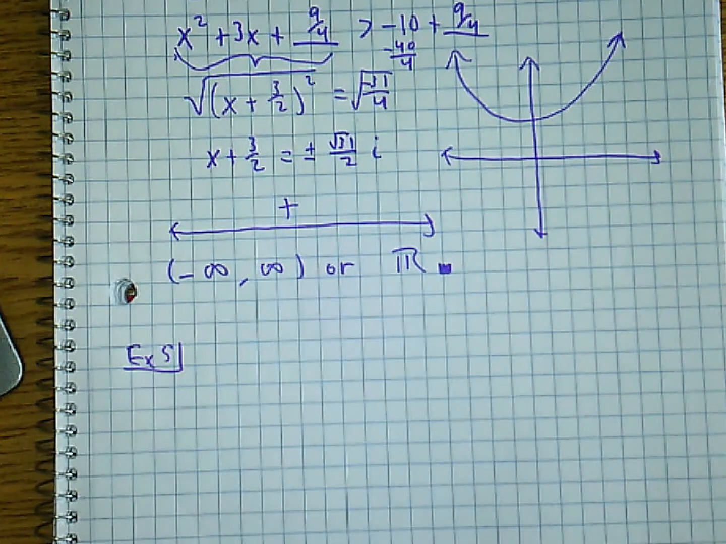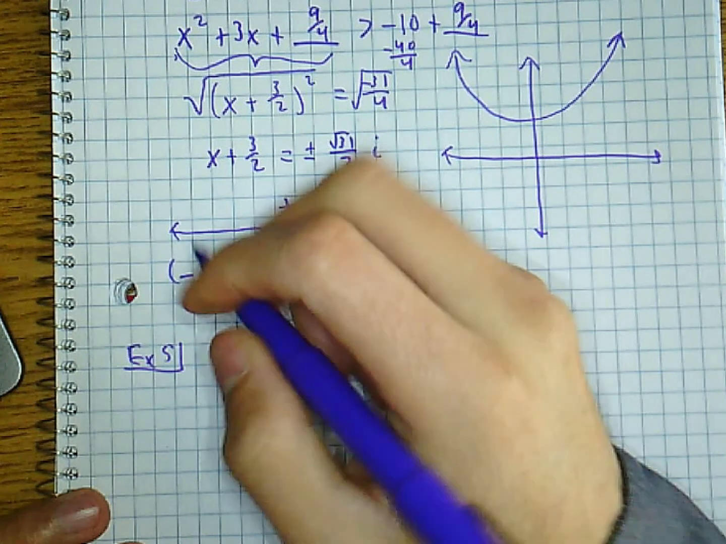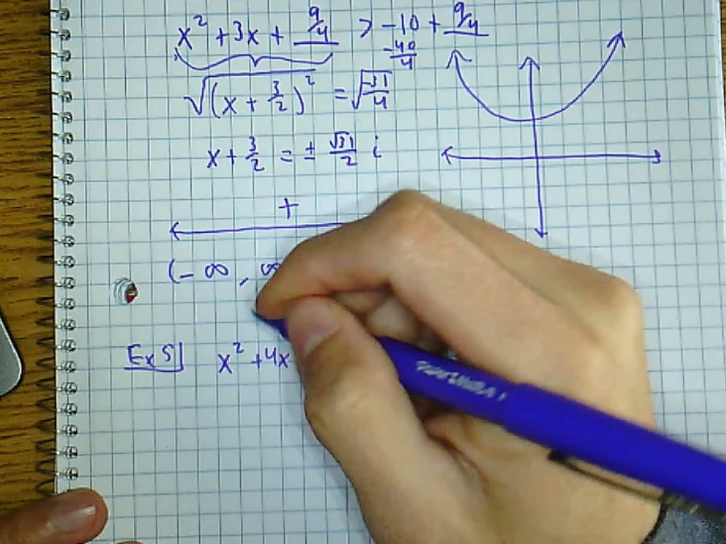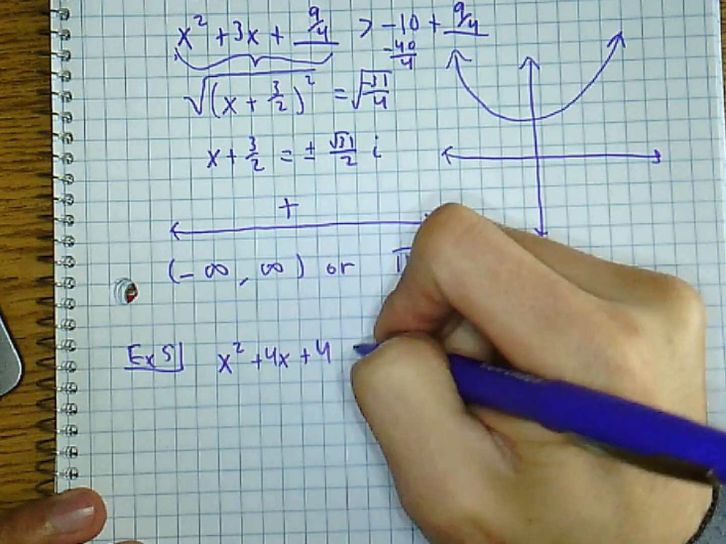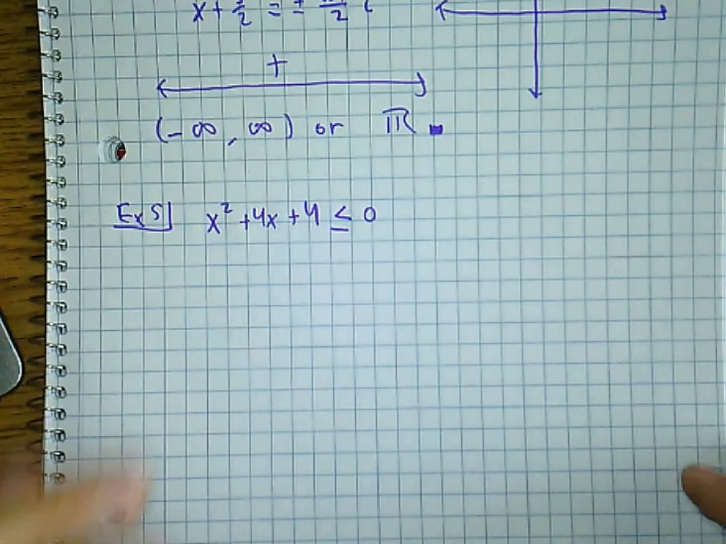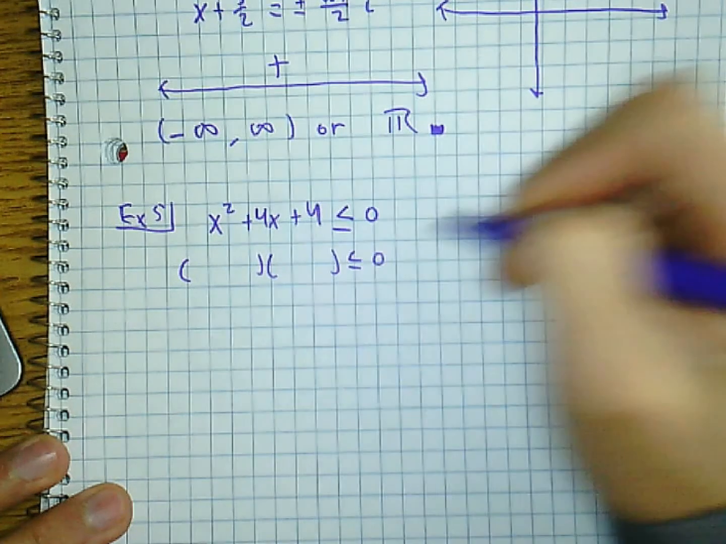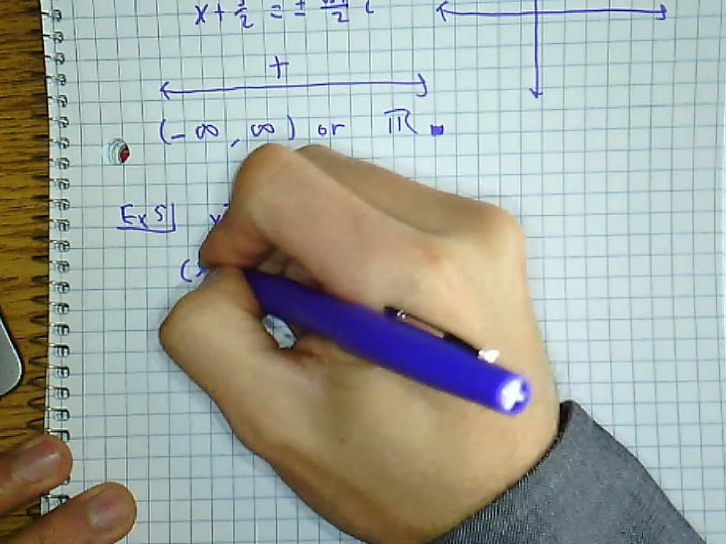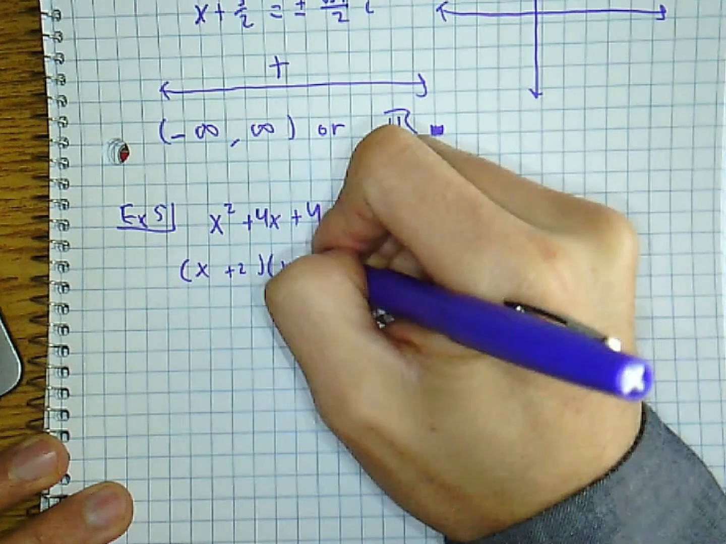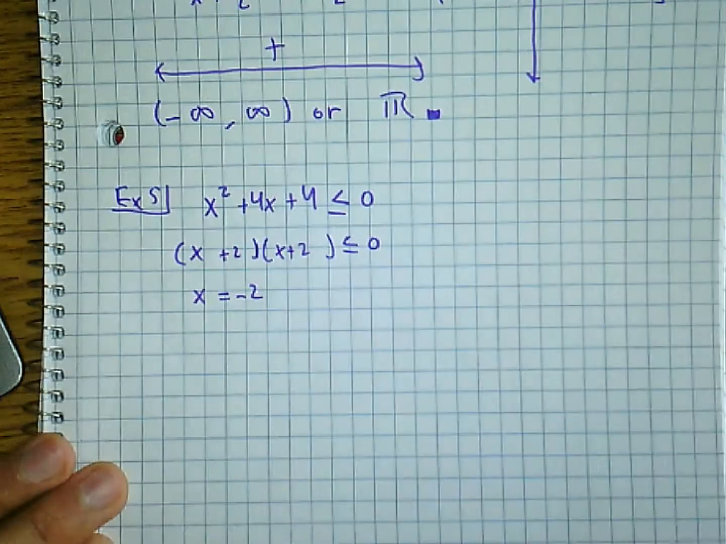All right, let's say that you have x squared plus 4x plus 4 such that you are less than or equal to 0. Okay? All right, so once again, we're going to try to see if we can factor this out. And this looks like a perfect square to me, so this is going to be x plus 2 times x plus 2, which means that you have x is equal to negative 2 as your 0. Okay?